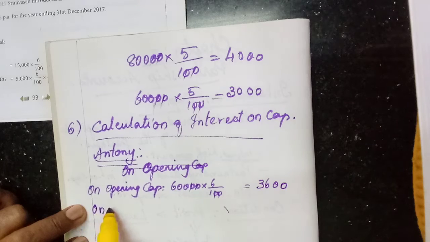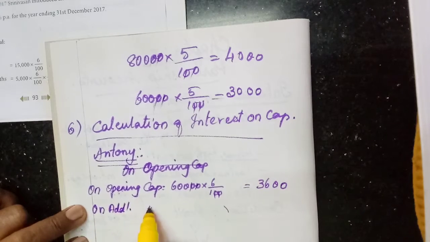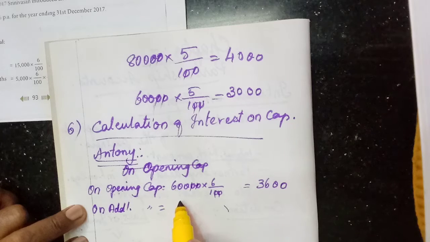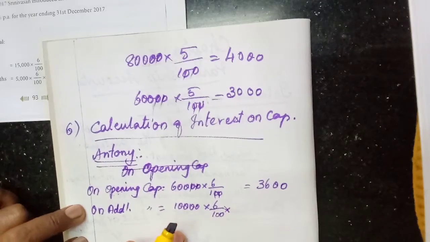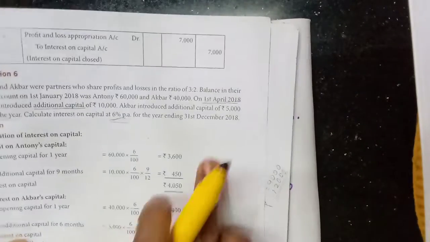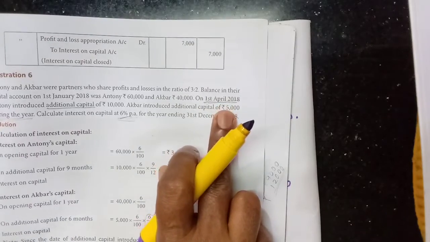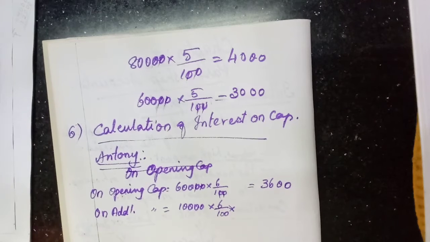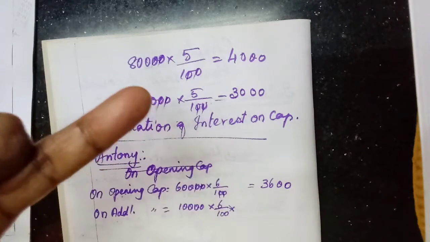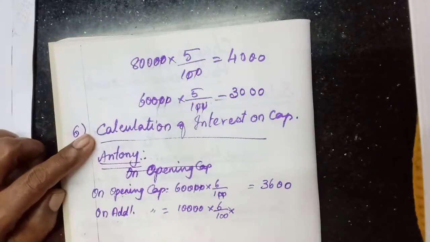Then on additional capital, how much has he introduced? 10,000 into rate, how much? 6. Then we need to calculate the number of months. When has he introduced that? 1st April, isn't it? So 2018, 1st April. So from April we need to calculate, because the year ends on 31st December. So from April to December: April, May, June, July, August, September, October, November, December. So 9 months coming, isn't it?